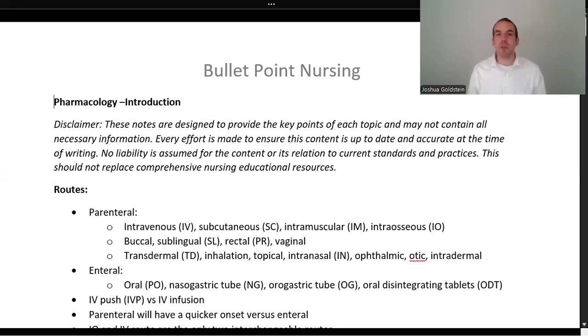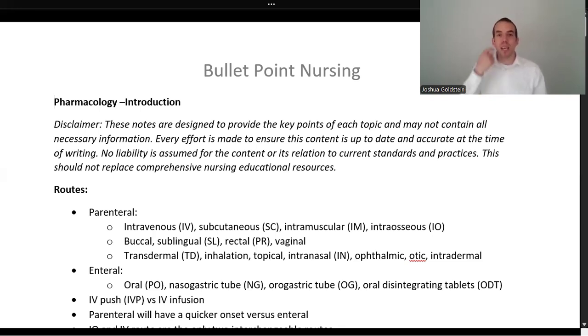First, we're going to begin with the different routes that are available to administer medications. We begin with the parenteral routes. Parenteral means around the GI system, meaning any route other than what goes through the GI system. Parenteral includes IV, intravenous, into the vein. Sub-Q, subcutaneous, goes into the fatty layer of the subcutaneous. IM, intramuscular, goes into your muscle. IO, intraosseous, goes into the bone.